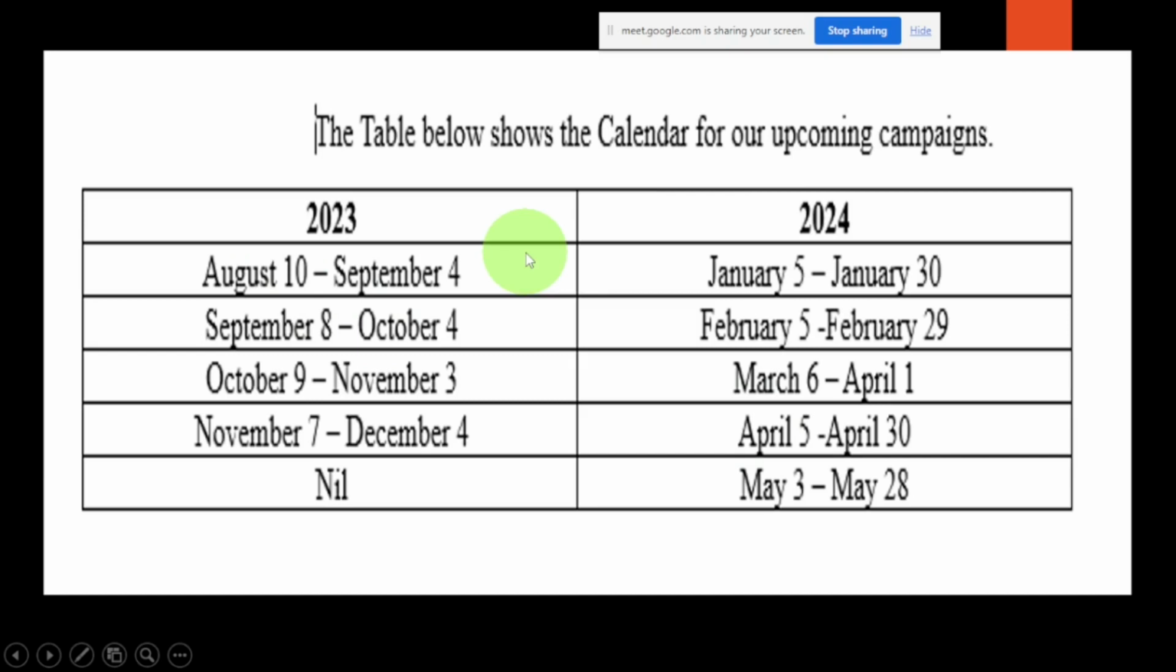So this is the timetable for the new academic year, starting from August. So this one has ended. We are in September, and it is going to end on October 4th. It is still on right now. But we want you to join during October 9th to November 3rd. So before then, you must have been trained. So we have just 2 opportunities for this year left. Then we also have for 2024. So we have a lot of opportunities.